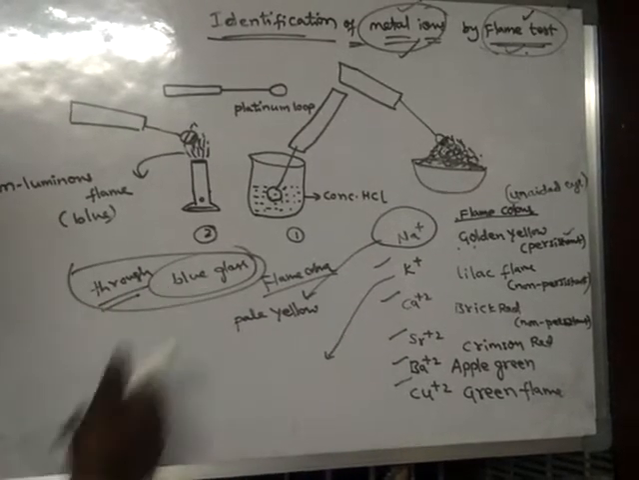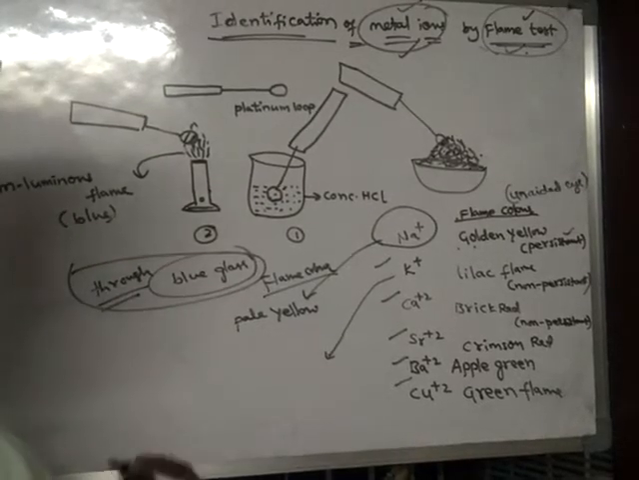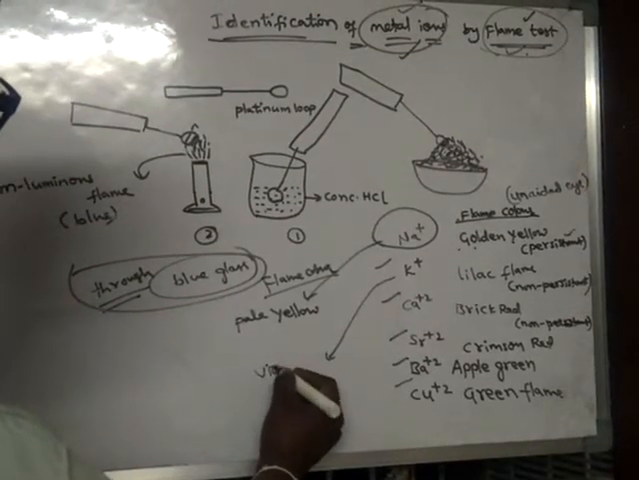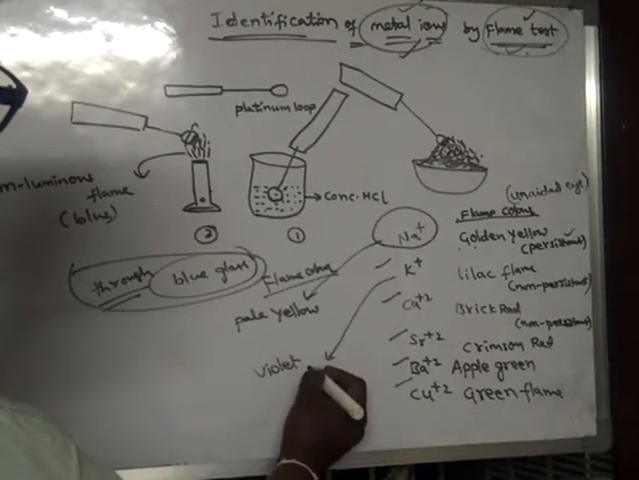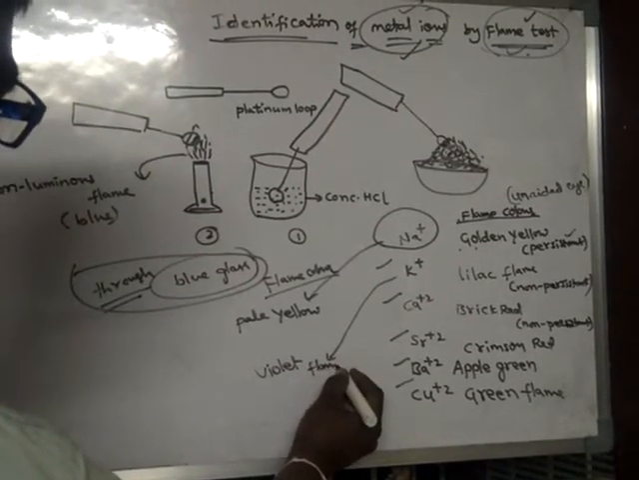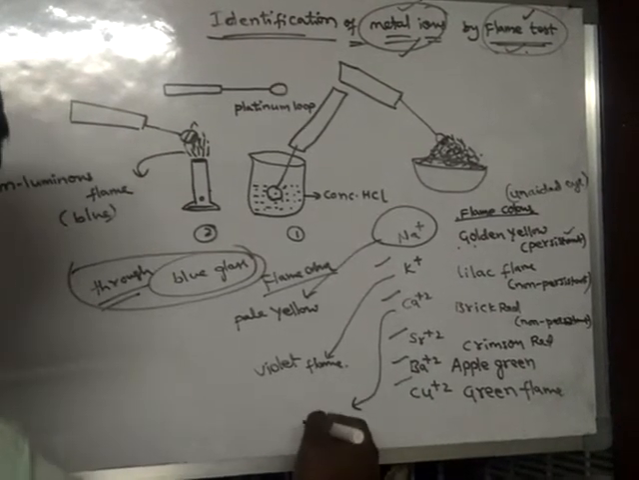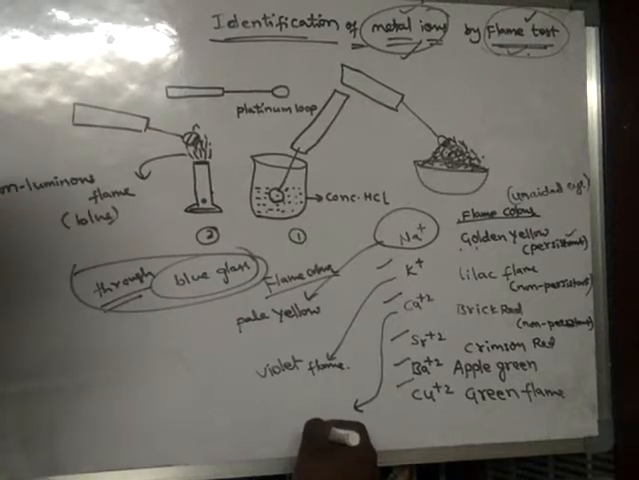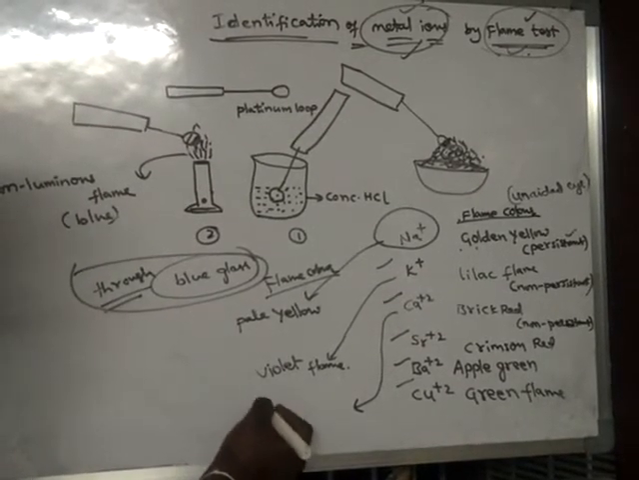Suppose potassium ions are there. If you observe through the blue glass, it appears to be a violet flame. The color of the flame will be violet. If calcium is present, the color will be a pale green flame.